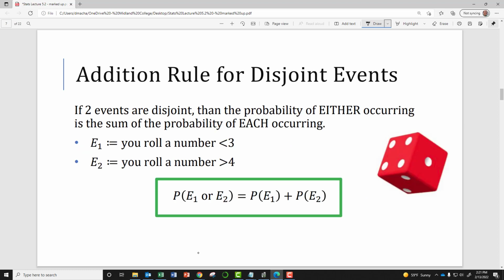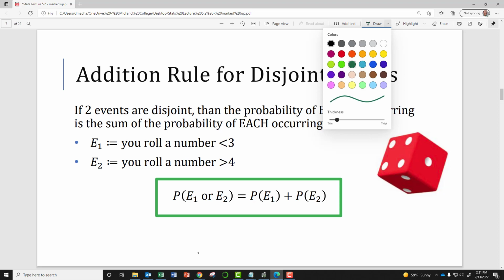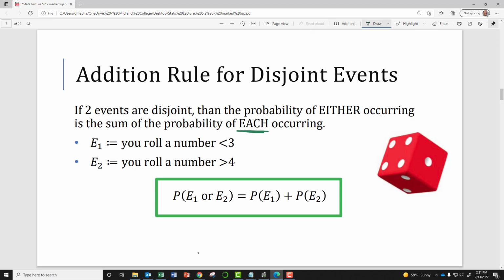Now here's the addition rule. If 2 events are disjoint, then the probability of either occurring is the sum of the probability of each occurring. I'll underline these important words here. If you're asked about the sum of, or the probability that either one of 2 events occurs, and you know those events are disjoint, just find the probability of each occurring and then add that up.